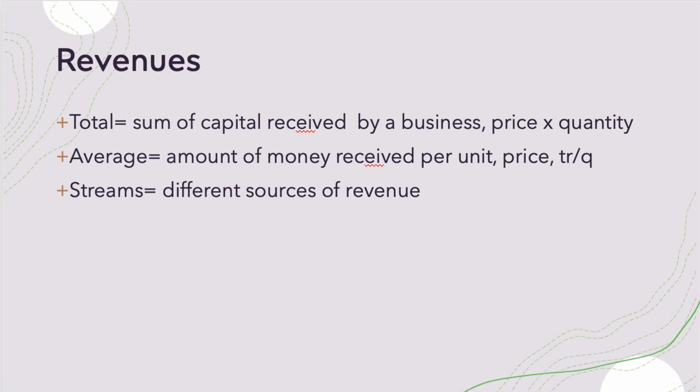Now moving on to revenues, total revenue is the sum of income received by the business from its activities. Do not mistake this for profit. This total revenue is equal to price times quantity of the goods sold. Average revenue is the amount of money received per unit, which would be price or total revenue divided by the quantity.